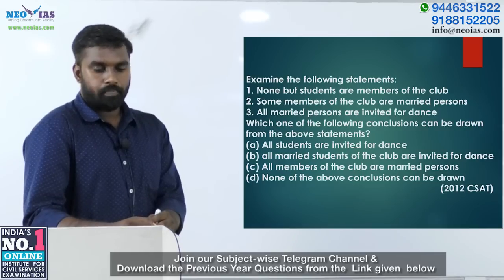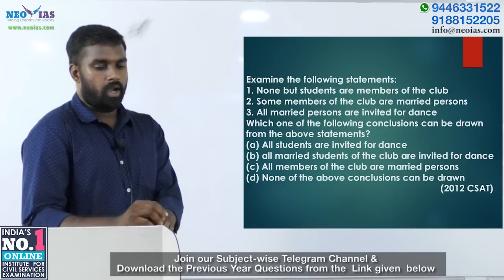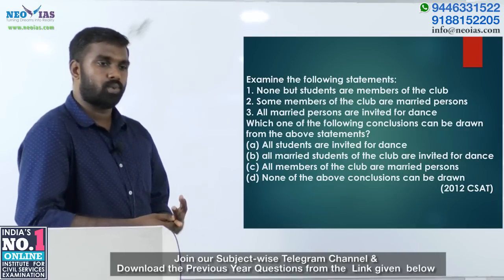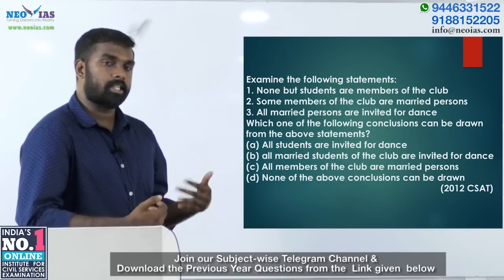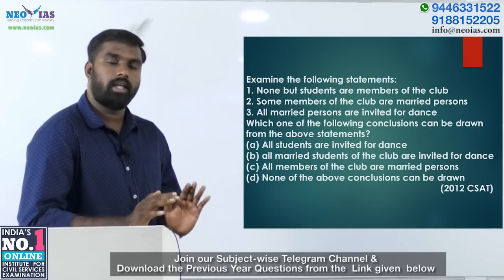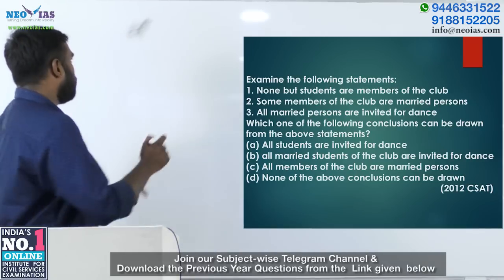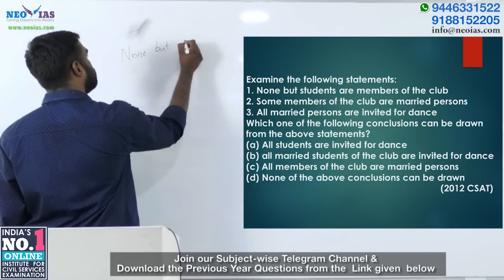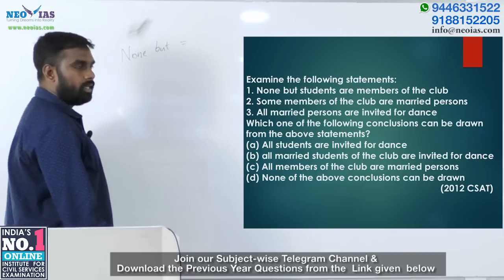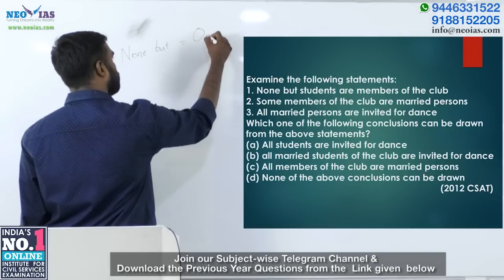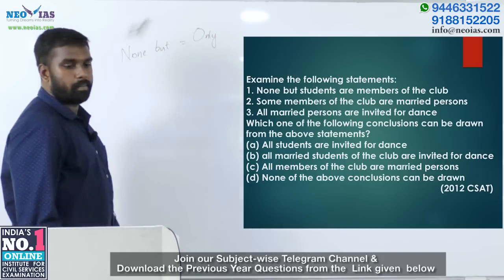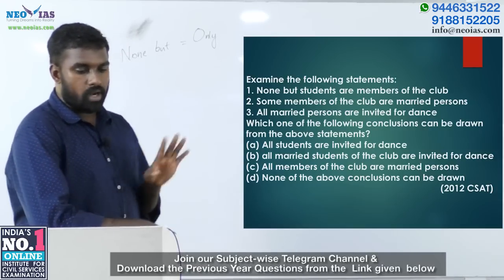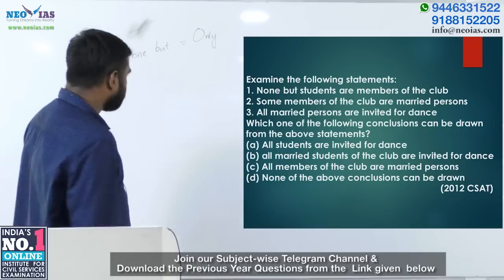So in the first question, examine the following statements. None but students are members of the club. None but students. That means no one except students. That means only students. So this none but condition is just to confuse you; it actually conveys that only students are the members of the club. Okay, only can be substituted. So only students are members of the club.